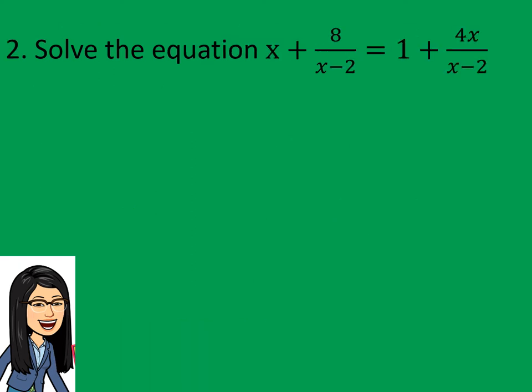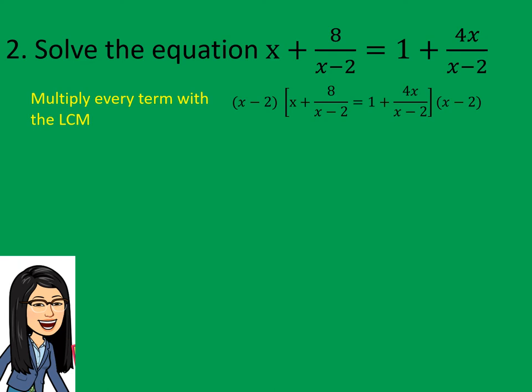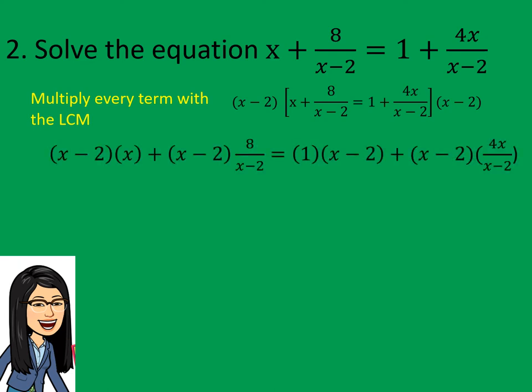Let us see example number 2. Solve the equation x plus 8 over x minus 2 is equal to 1 plus 4x over x minus 2. Looking at the denominators, they both have x minus 2. So it is our LCM. Again, let us multiply every term with the LCM. Then let us write in detailed form.